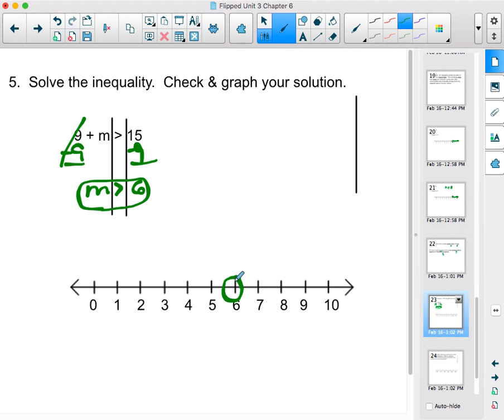Remember, this is a greater than, not a greater than or equal to, so I'm going to leave an open circle there, and I'm going to shade to the right because my arrow points to the right. Those are the numbers greater than 6.